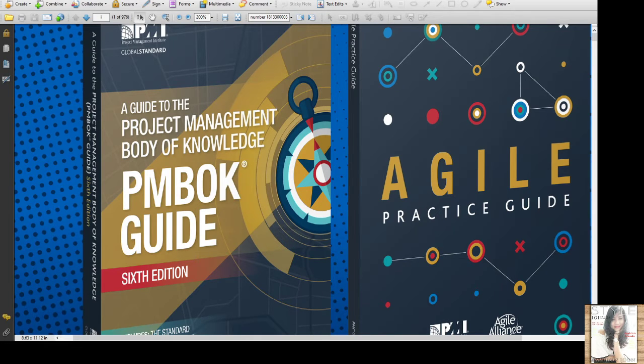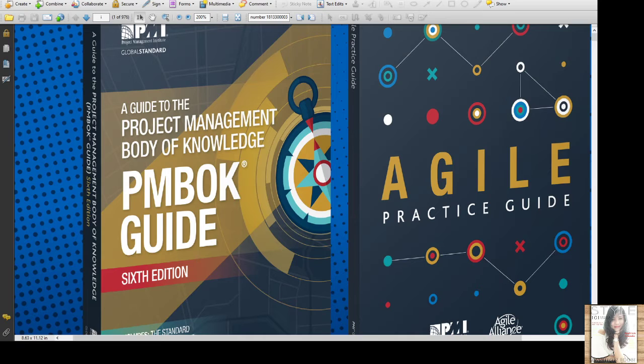The PMBOK Guide is different from a methodology. A methodology is a system of practices, techniques, procedures, and rules used by those who work in a discipline. The PMBOK Guide is a foundation upon which organizations can build methodologies, policies, procedures, rules, tools, techniques, and life cycle phases needed to practice project management.